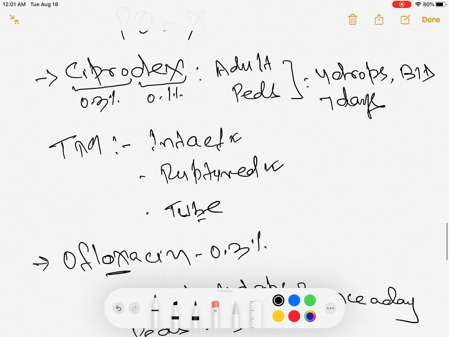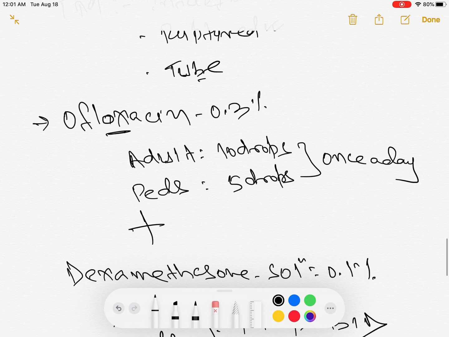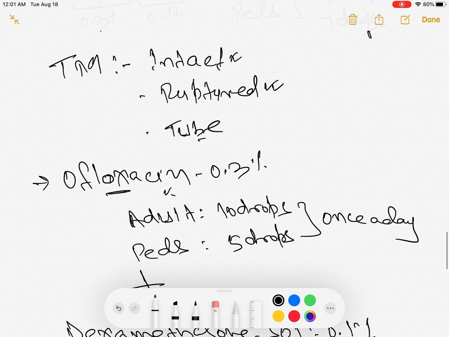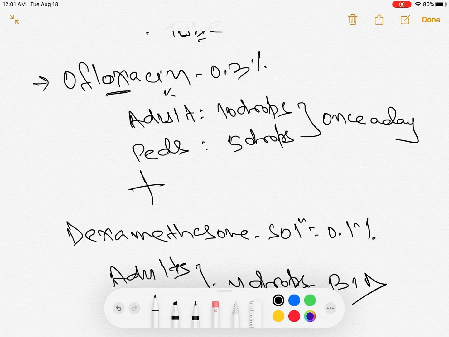And just like Ciprodex, this combination drug and the ofloxacin is also safe if it's a ruptured tympanic membrane. So it's really safe medicine. And I usually use either Ciprodex or this combination. This is my go-to drug. It always works. It has never failed me.